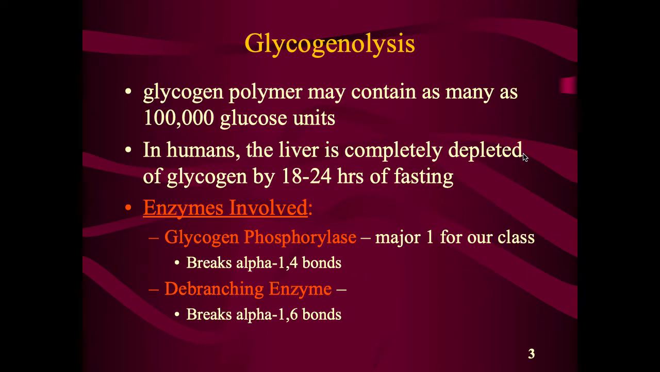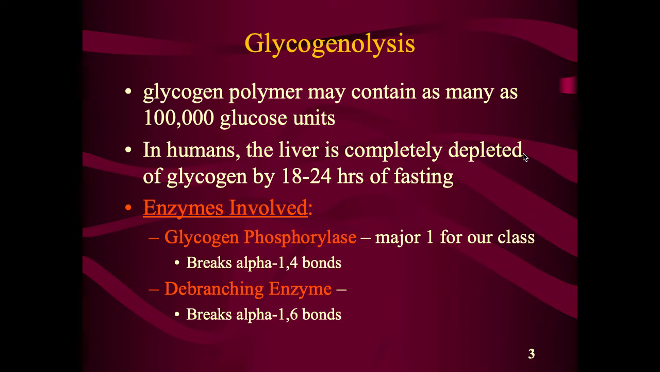So here's glycogenolysis. I mentioned this before, right? It's got lots of glucose units. In humans, the liver is completely depleted of glycogen by 18 to 24 hours of fasting. Remember that? That's kind of where we go from fasting to starvation.